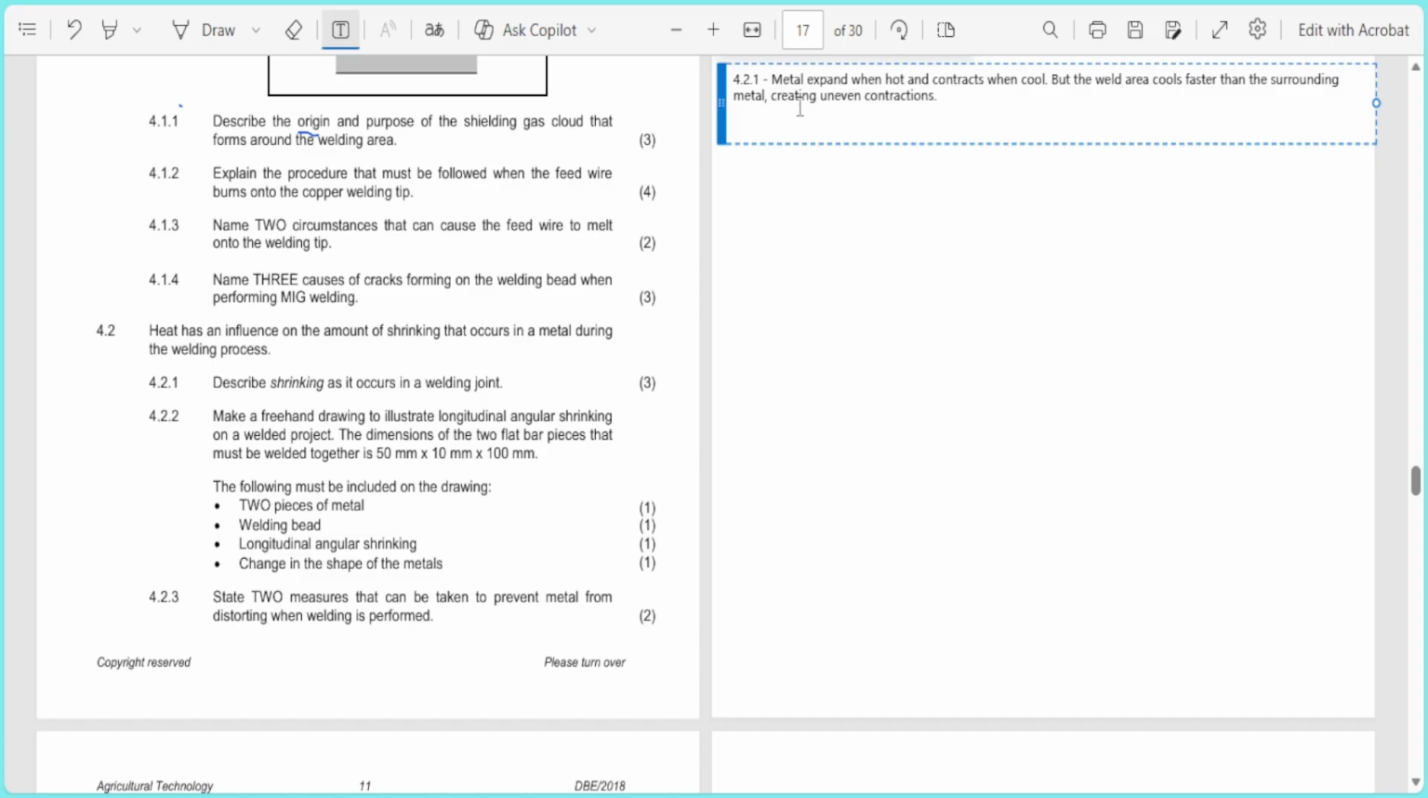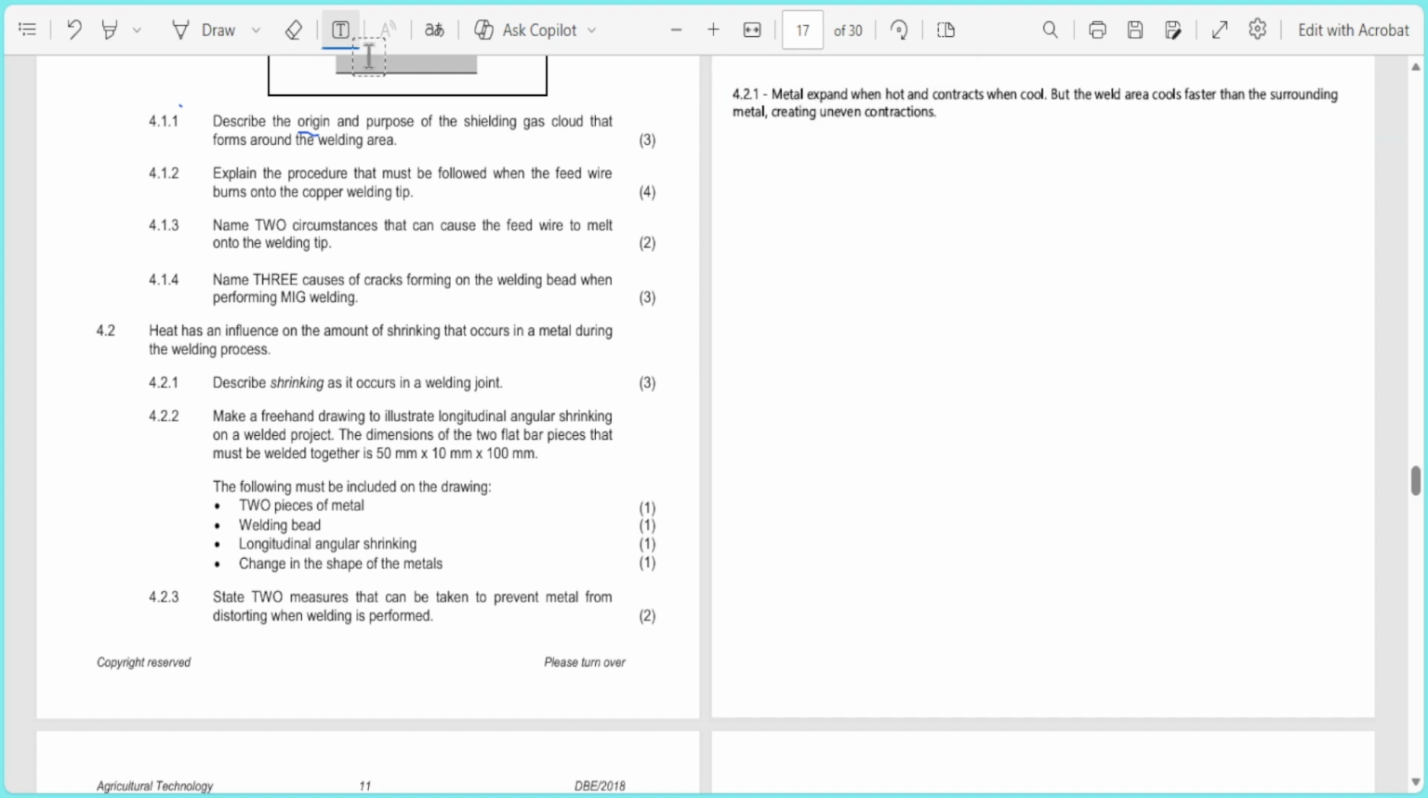Okay, so this sounds like you need to, okay, let me just exit this out. It sounds like you need to prepare something a bit professional here, but don't worry. This drawing, actually, they are not looking for your artistic skills here. They're just checking your understanding of the distortion patterns during the welding, right, on a welded project.